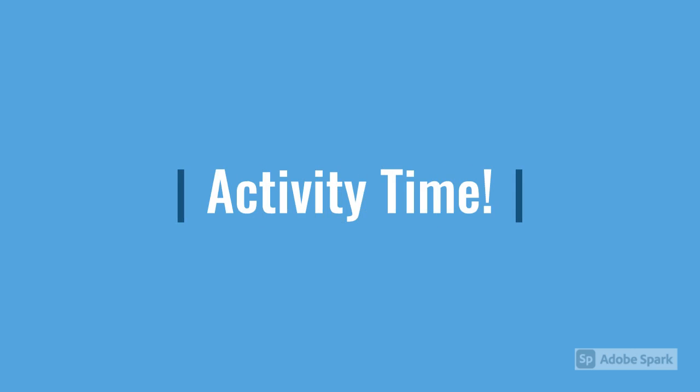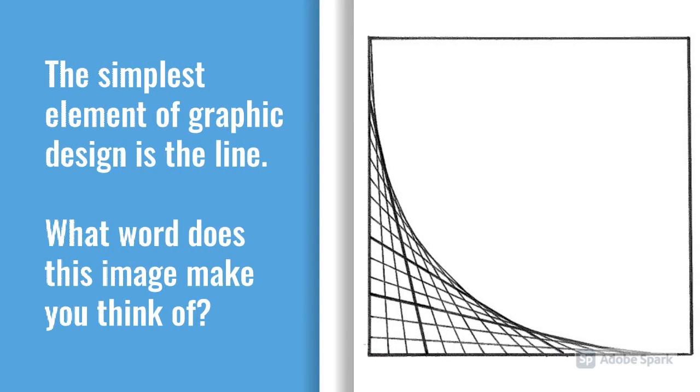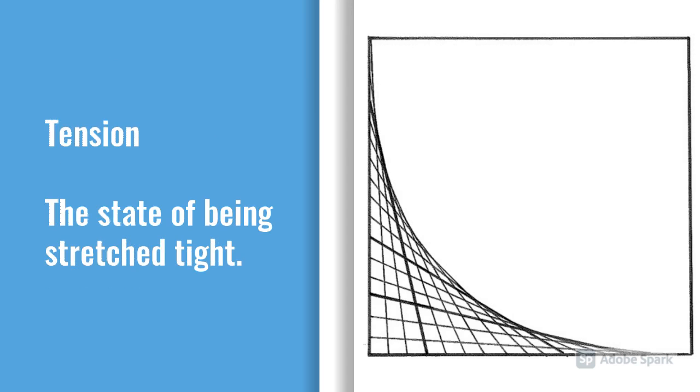Now that you have learned the basics of Gravit, it's time for an activity. The simplest element of graphic design is the line. The image on the right was created using only straight lines. What word does this image make you think of? In this image, the artist tried to represent the word tension using only straight lines. The definition of tension is the state of being stretched tight, like a balloon or a rubber band.